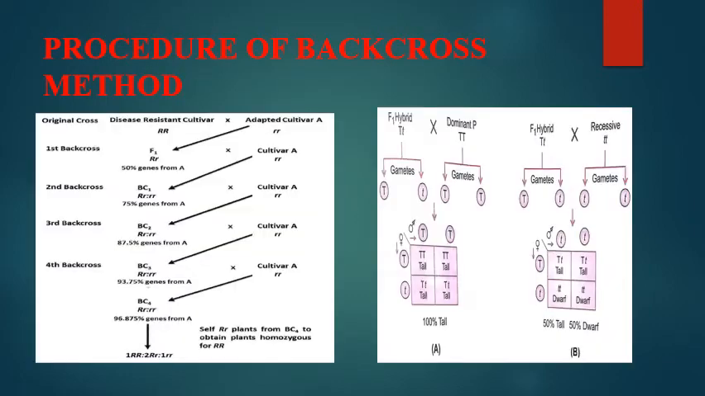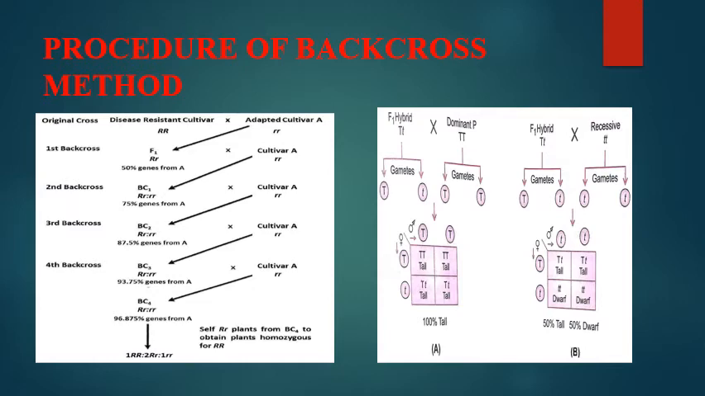Procedure of backcross method. As we all know, in order to carry out a crossing program, we need two parents. In the case of backcross, we are using a recurrent and a non-recurrent parent. In this diagram, the recurrent parent is an adapted cultivar A and the donor is a resistant cultivar. When this cross between the disease resistant cultivar and the adapted cultivar A results in F1, and this F1 is backcrossed to cultivar A, it results in the production of BC1 progeny.